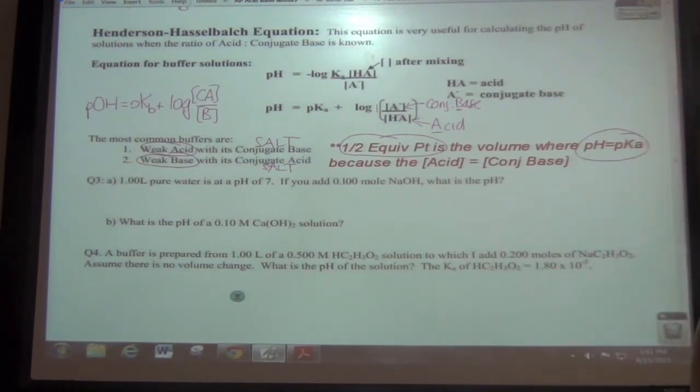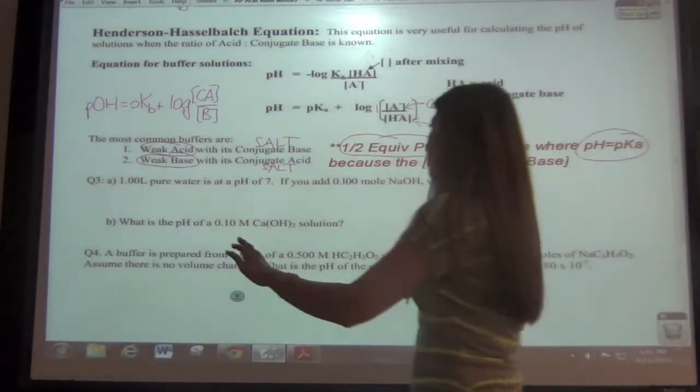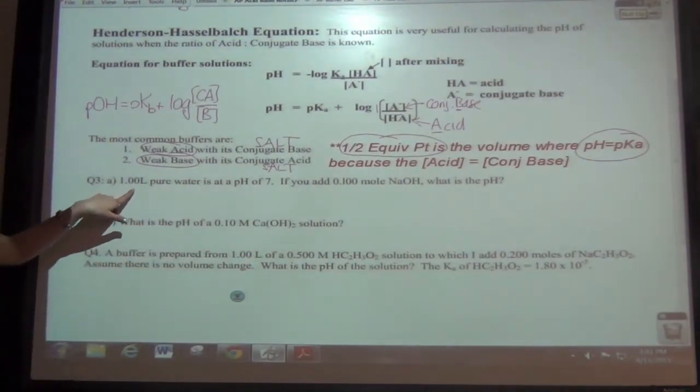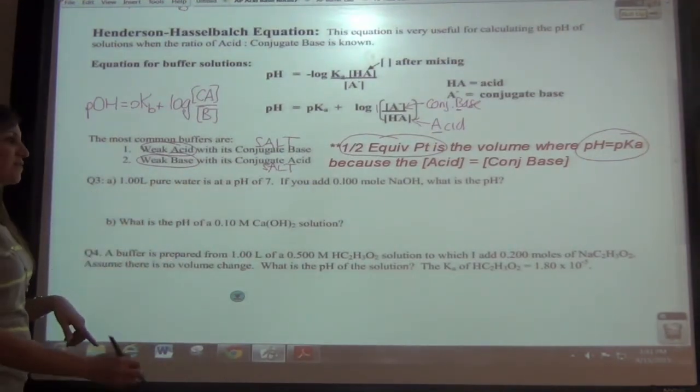All right, let's try to use this equation. So first thing is, this is a review problem. This is not using the equation just yet. This has 1 liter of pure water at a pH of 7.